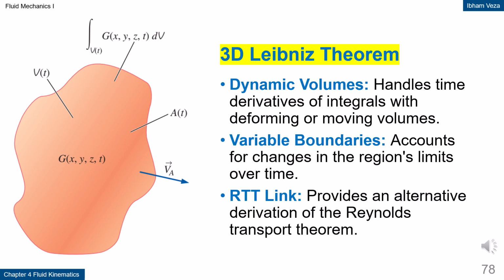3D Leibniz theorem. The three-dimensional Leibniz theorem extends the concept of time derivatives to volumes that deform or move. This theorem accounts for changes in the boundaries of a volume in three-dimensional space. This concept is very important for analysing non-fixed control volumes. With this approach, changes of integrated properties within a volume can be computed consistently. This is one of the main mathematical foundations of the Reynolds Transport Theorem.